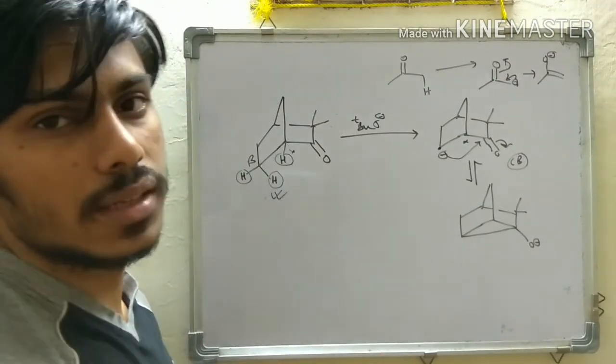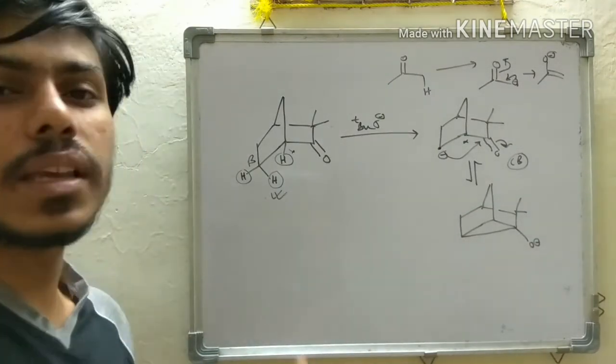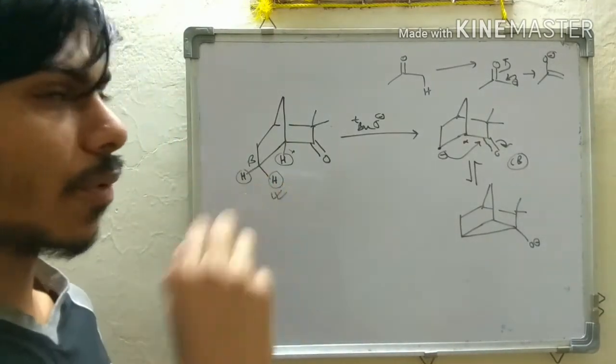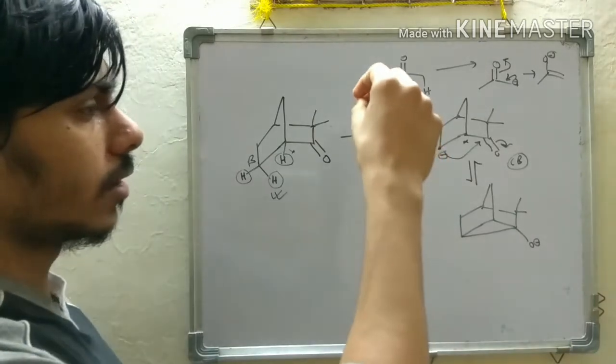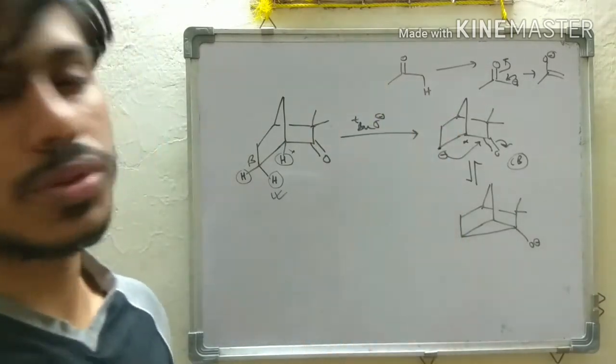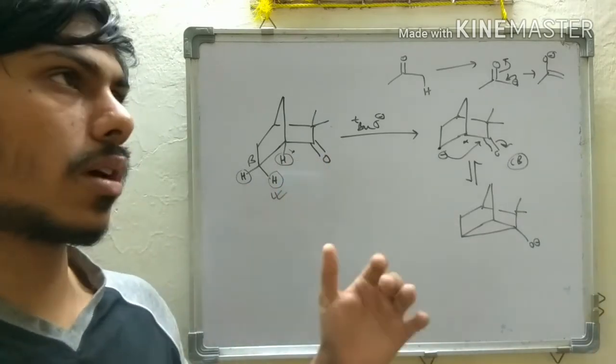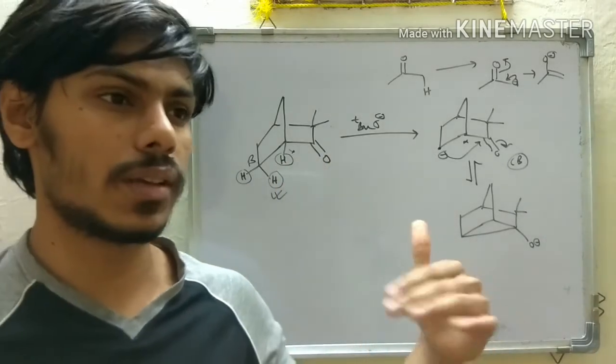This is the reason that these beta hydrogens are acidic. These two examples are given in the CSIR-NET book, and they are very important because in exams you can be given a question from this topic, and if you don't know it you cannot answer, because this is a little bit different topic.